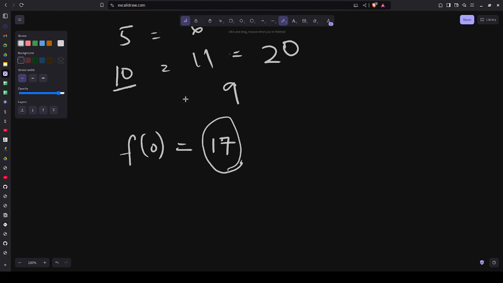Okay, let's assume we have a polynomial. Let's say x squared plus 2x plus 3.